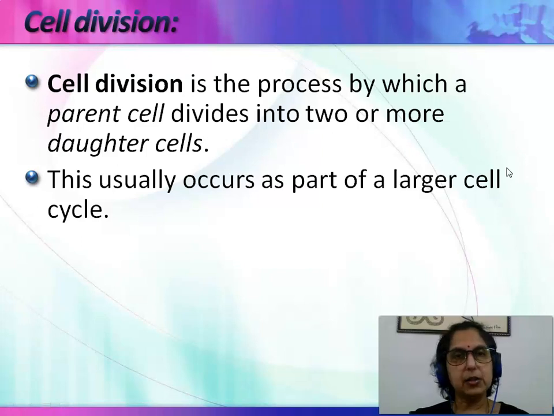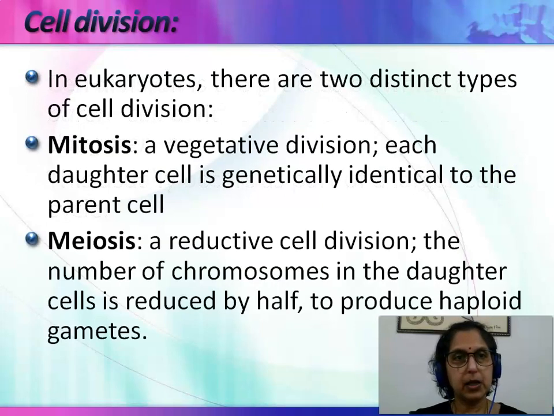Cell division is the process by which a parent cell divides into two or more daughter cells. This usually occurs as a part of a larger cell cycle. In eukaryotes, there are two distinct types of cell divisions, mitosis and meiosis. Now, mitosis is a vegetative division wherein each daughter cell is genetically identical to the parent cell, whereas meiosis is a reductive cell division. The number of chromosomes in the daughter cells is reduced by half to produce haploid gametes.